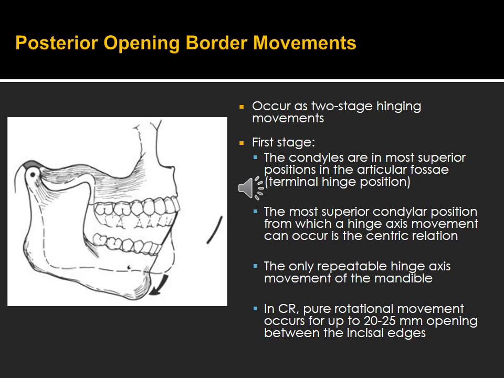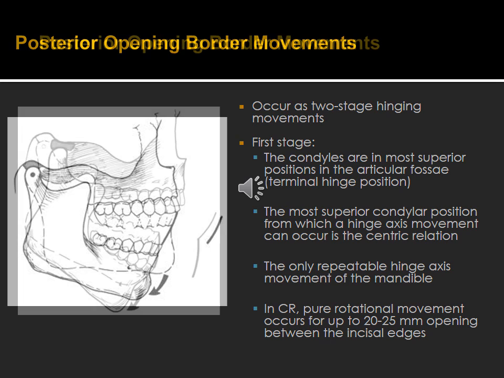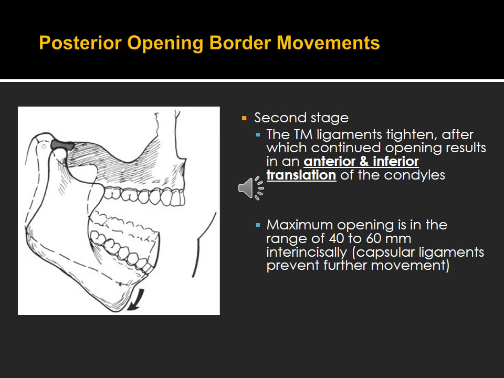Beyond this, the mandible will start to translational movement, and in this case the condyle will move against the articular eminence. It is beyond the 25 millimeter. And this is T on the posterior opening border. Again, this is the second stage of opening, which is from R, point R, rotational, to point T, in which there is anterior and inferior translation to the condyles.